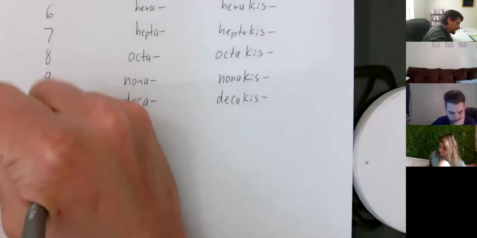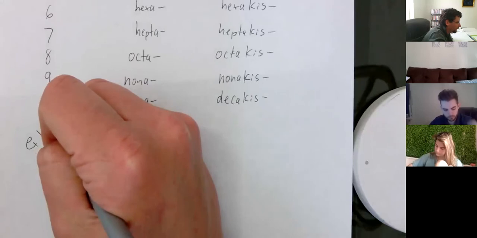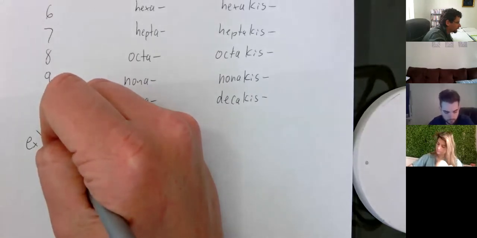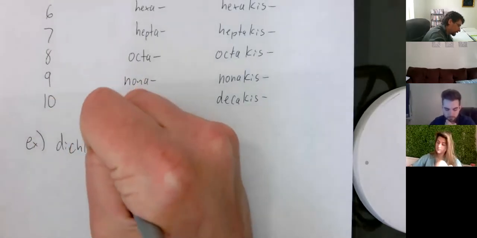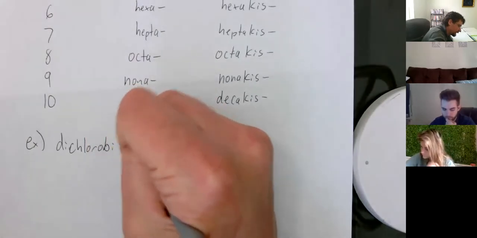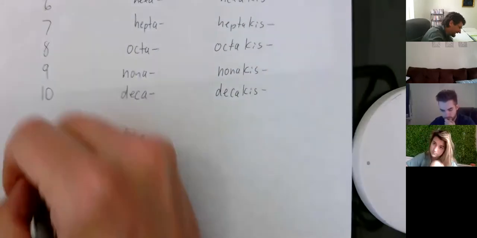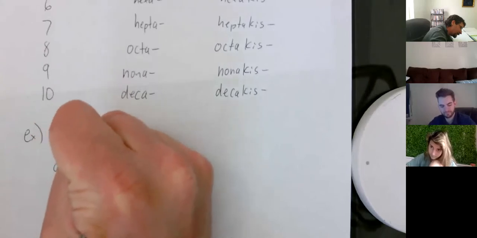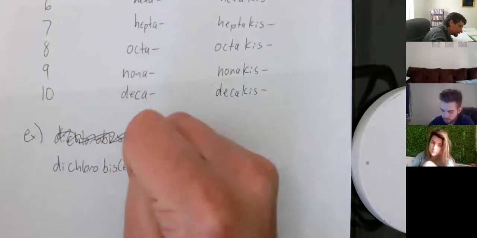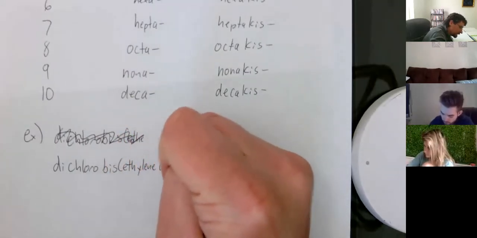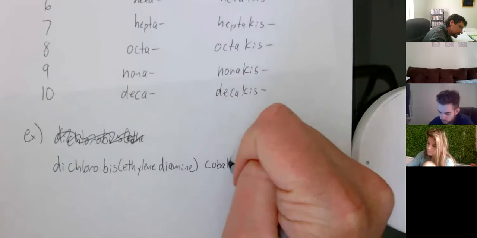Okay, example. Let's do dichlorobis(ethylenediamine)cobalt(III). All right, we're gonna try that again. We're gonna write it way neater. Dichlorobis ethylenediamine cobalt 3.